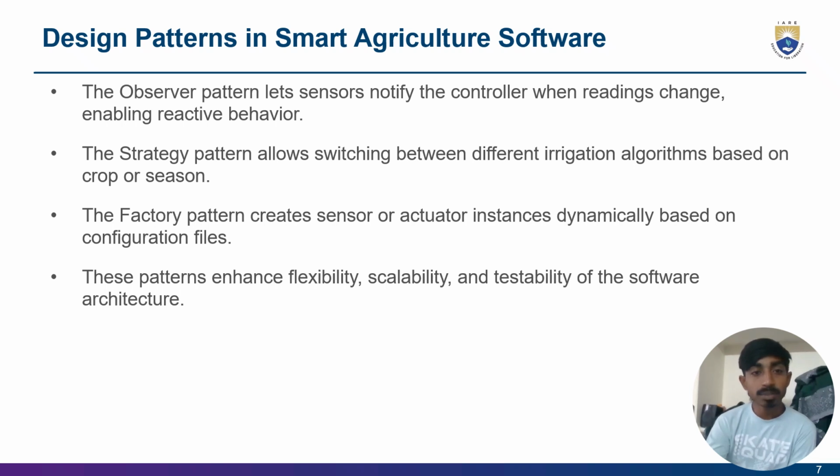Next, design patterns in smart agriculture software. The observer pattern lets sensors notify the controller when readings change, enabling reactive behavior. The strategy pattern allows switching between different irrigation algorithms based on crop or season. The factory pattern creates sensor or actuator instances dynamically based on configuration files. This pattern enhances flexibility, scalability, and testability of the software architecture.